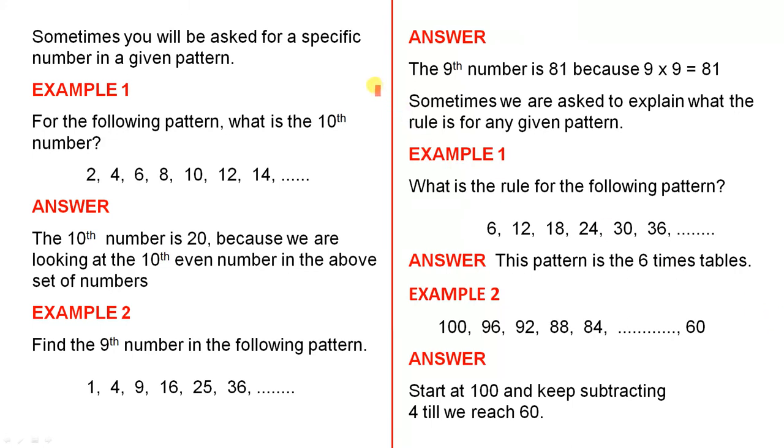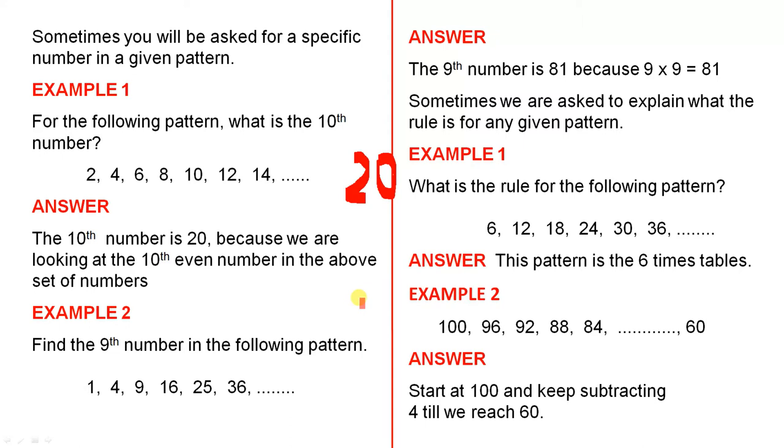Sometimes you'll be asked for a specific number in a given pattern. Example 1. For the following pattern, what is the 10th number? So we have 2, 4, 6, 8, 10, 12, 14. Answer: the 10th number is 20 because we are looking at the 10th even number in the above set of numbers. So 2, 4, 6, 8, 10, 12, 14, so here we have 7 of them. 16, 18, so the 10th number is 20.